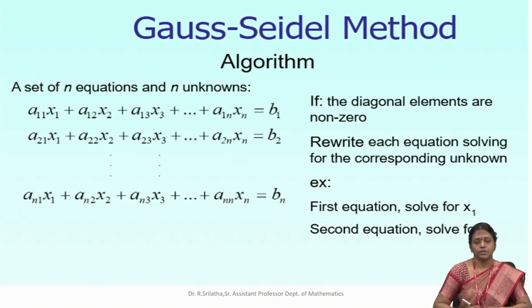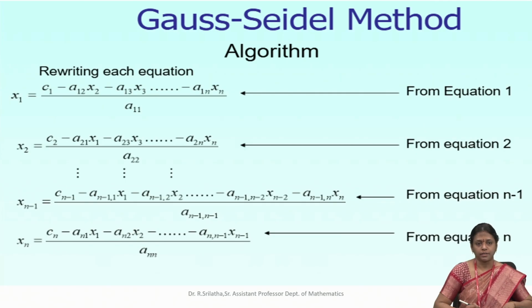Today I am going to discuss another iteration method, that is the Gauss Seidel method. As we all know, consider a system of linear equations in n unknowns. We have n equations: a11x1 plus a12x2 plus a13x3 and so on up to a1n xn equals b1, and the second equation is a21x1 plus a22x2 and so on up to a2n xn equals b2. Like that we can write up to n equations. Here all the diagonal elements should be non-zero so that we can find the unknowns x1, x2, x3 up to xn.